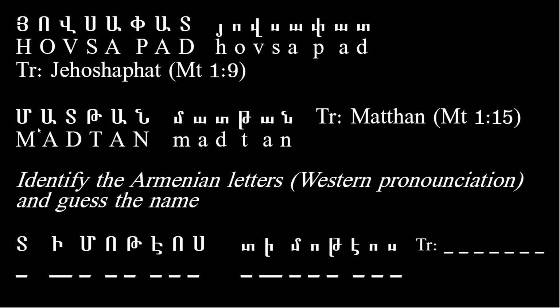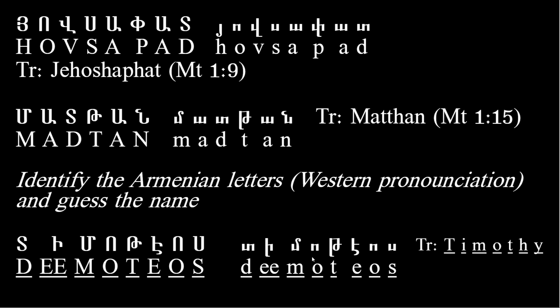This next name is Matan. Matan, which in English is, I think, Mathan or Matan. Not sure, but the spelling can give us some clues to help us with the Armenian letters. And this name is from the Genealogy of Jesus, Matthew chapter 1 verse 15. So with those, let us identify the Armenian letters using Western pronunciation and guess the name. So remember with the letter To, we have used it in the past to replace the letter Th, which we don't have in Armenian. So pause the video and I'll show the solution in 3, 2, 1.